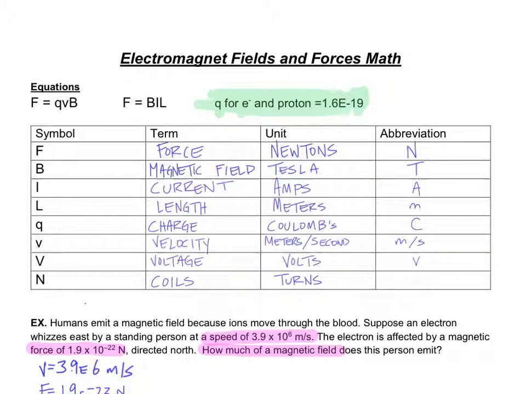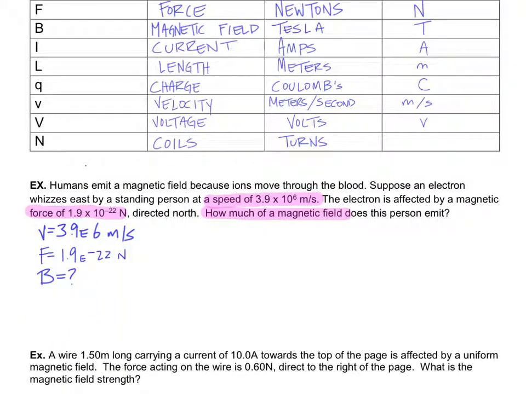Well, if I look at my word problem here, it's talking about an electron. Okay, and we know that electrons have a certain charge of 1.6 times 10 to the negative 19. So that right there is my Q. 1.6 times 10 to the negative 19 coulombs. So now I've got the pieces to my puzzle.